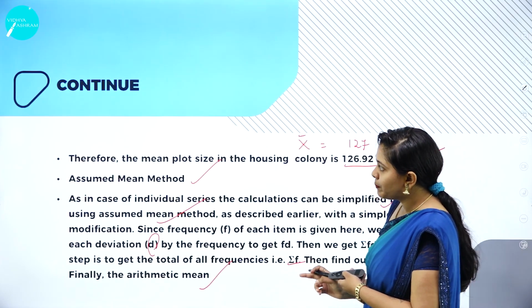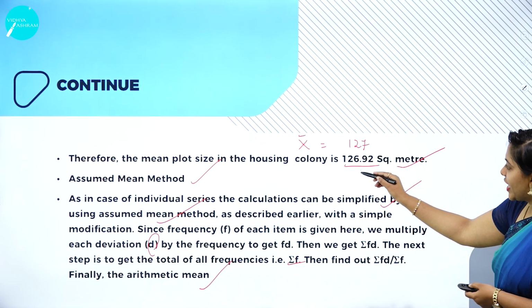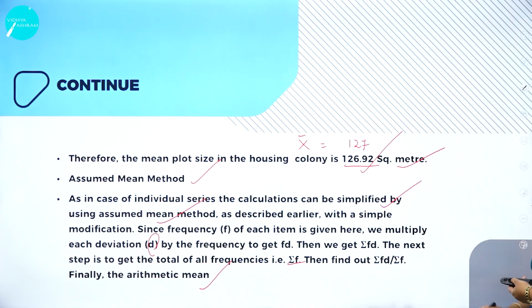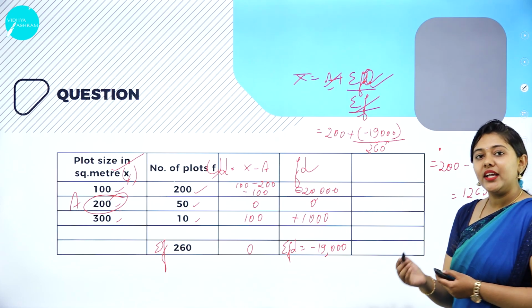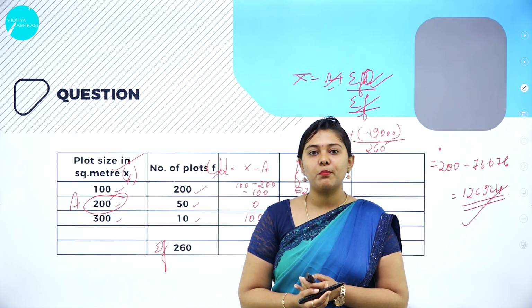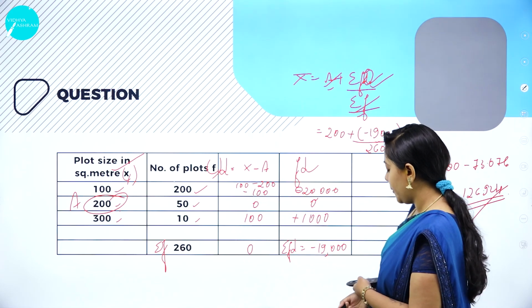With the direct method also we have got the same answer. By using the assumed mean method also we have got the same answer. Now let us discuss how we can solve the problem by the step deviation method.